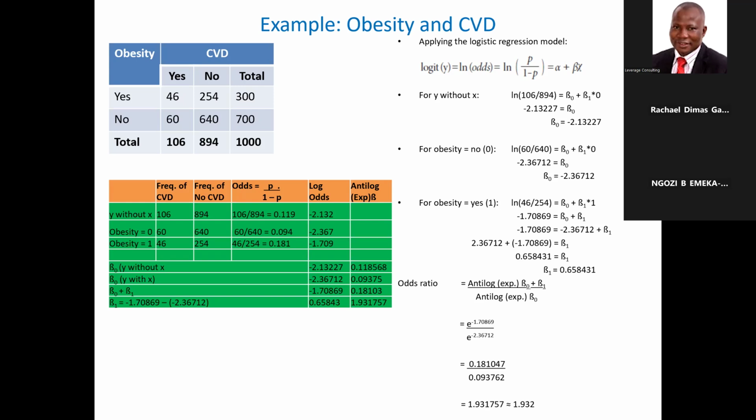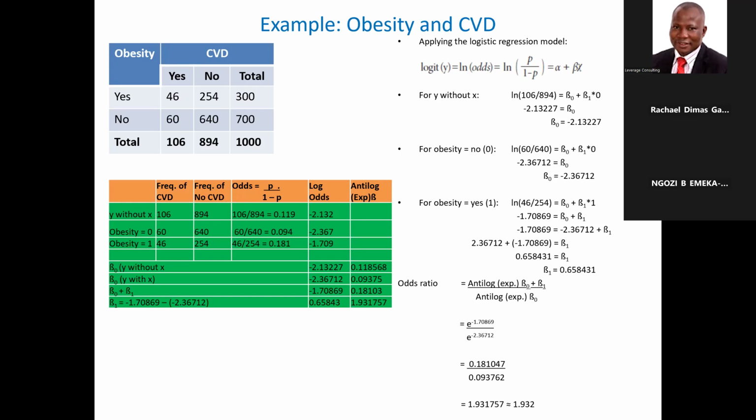When the obesity is considered, there is no. So what happens? You see, among the people that are not obese, what are the odds of having cardiovascular disease? It is 60 over 640. Look at the no. So when you now calculate the logarithm, it gives you minus 2.367. So you remember, yes, the obesity is considered but is 0. So it will still give you, can you see?